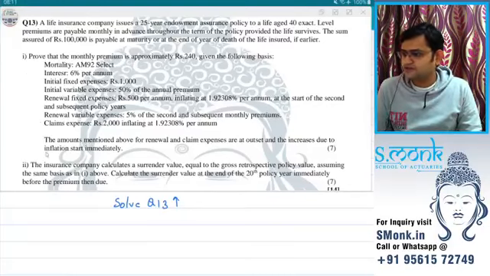So we have a lot of basis here. We have some expenses and even claim expenses. The insurance company calculates the surrender value equal to the gross retrospective policy value, assuming the same basis as in part 1. Calculate the surrender value at the end of the 20th policy year immediately before the premium then due. So we are talking about calculating the premium and calculating the gross prospective reserves.